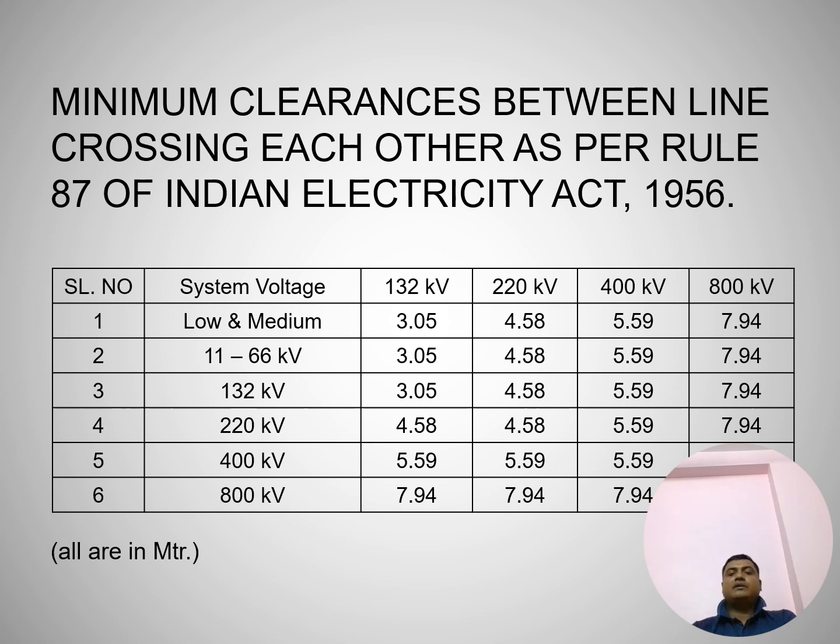Now I am coming to the minimum clearance required for one system voltage to another system voltage crossing as per Indian Electricity Act 1956. For 132 kV crossing, any line up to 132 kV and below voltage line needs 3.05 meter. For 220 kV line and below, we need at least 4.58 meter. For 400 kV or below line crossing, we require at least 5.59 meter, or 5.6 meter. For 800 kV or below voltage, we require 7.94, or you can say 8 meter.